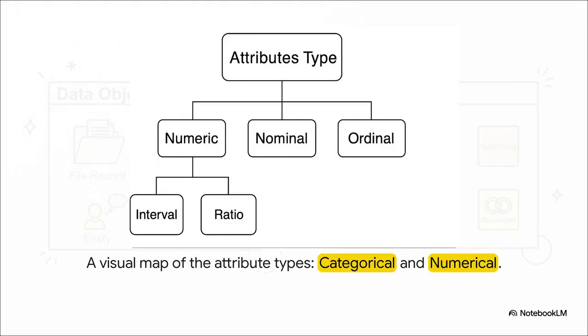So this slide here, this is basically our roadmap. You can see at the top we have our attributes, and they branch out into all these different types. We're going to walk through each one of these, starting with those categorical types, nominal and ordinal, and then we'll jump over to the numerical side.